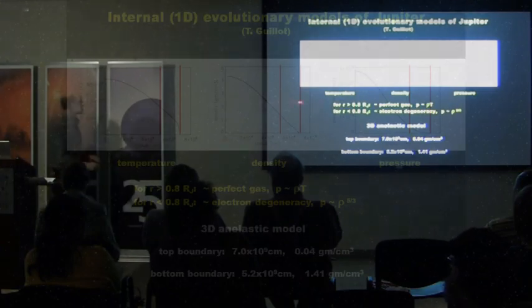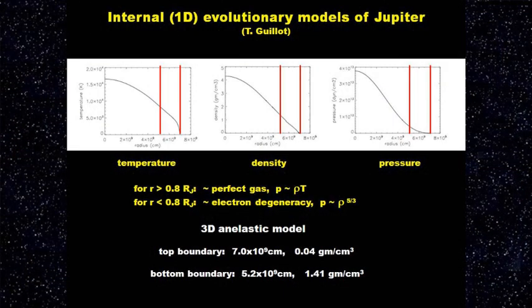So what I've done here is basically, if you're above about 80% of the radius, it acts pretty much like a perfect gas. And if you get deeper than that, then it's more of an electron degeneracy type material where pressure now goes something like the density to the 5/3 instead of density times temperature. So the equation of state is a little bit different depending on where you are.